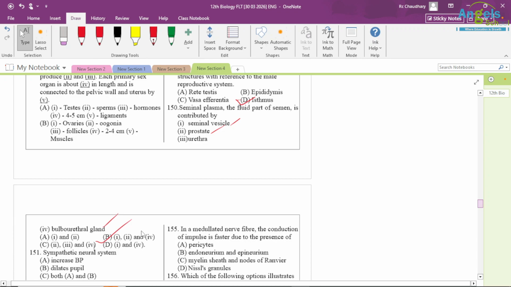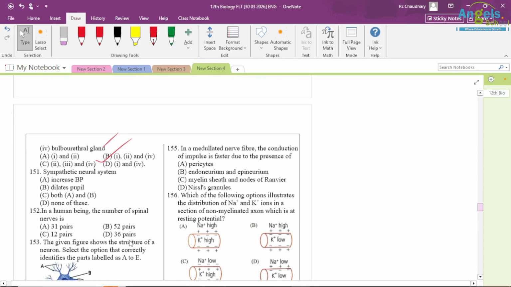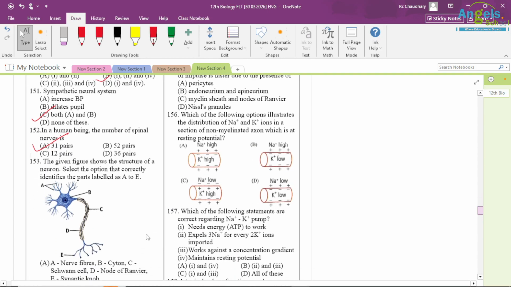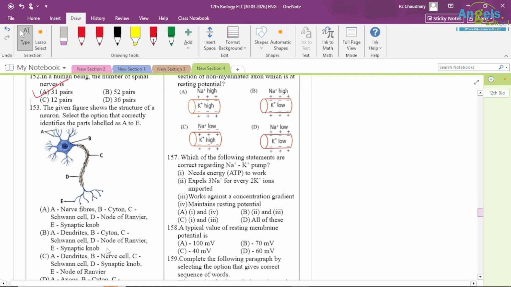Sympathetic nervous system increases our blood pressure and dilates our pupil. So both A and B. In human beings, 31 pairs of spinal nerves are present. 153, you have to label a diagram. So A is dendrites, B is cyton, C is Schwann cell, D is node of Ranvier, and E is synaptic knob. So here option B is correct.